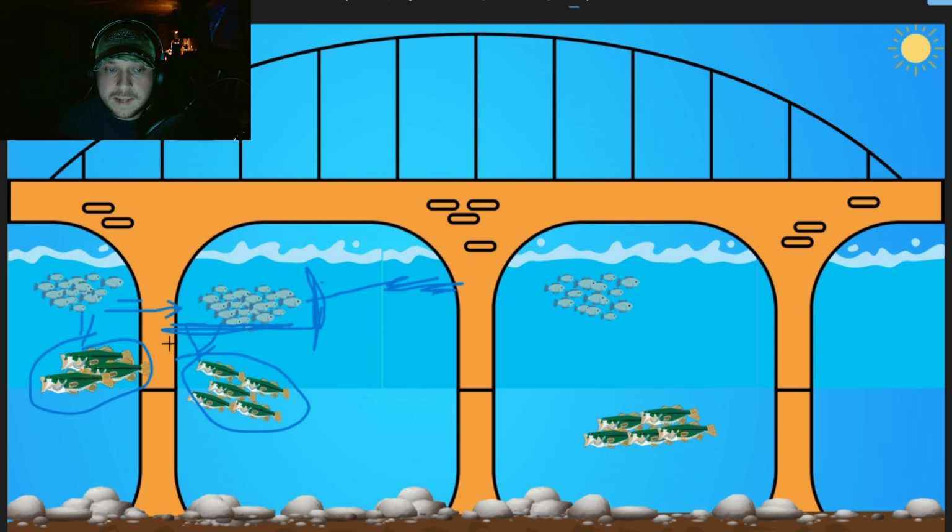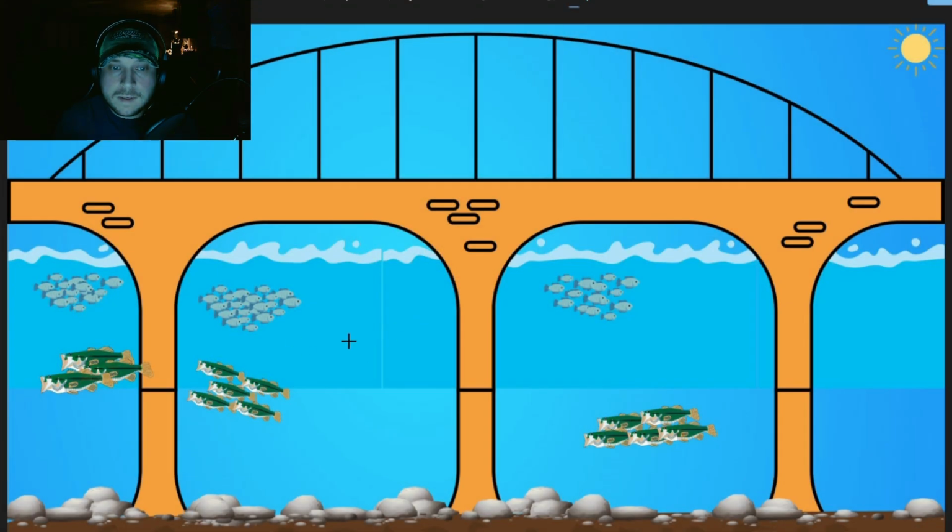Now, with that being said, these fish are going to be pushing the shad this way, okay, over here where these shad are. So let me reset this real quick. So these shad are going to be pushing up over here. Now, we do have a school of bass right here.